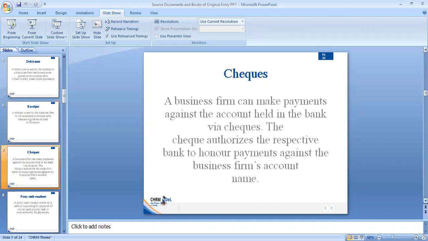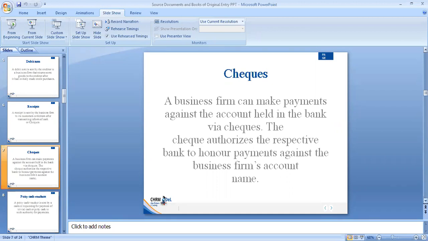Then we have got another source document we call a check. Checks, in most cases, have that small part. Once you tear the check, there's that part that remains, which has the same information as the check itself. So that particular part is also going to act as a source document or as a proof. And remember, a check is normally issued by a business that operates a bank account.